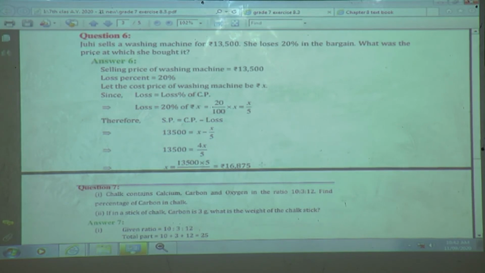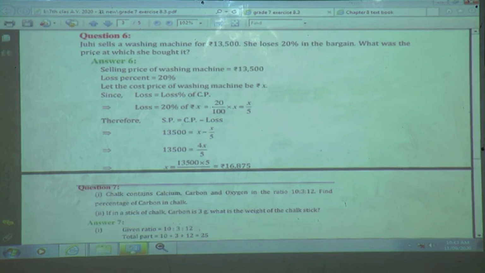16,875. What is this? It is nothing but the cost price, because we had considered the cost price of the washing machine as x. What we got as the answer is nothing but the value of x. What is x? It is the CP, that is the cost price. She had bought the washing machine at rupees 16,875 and she has sold it, that is, the selling price was 13,500, at a loss of 20%.